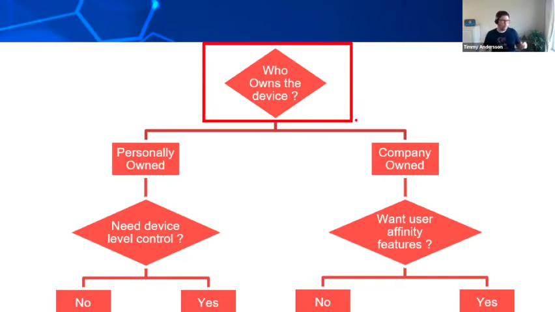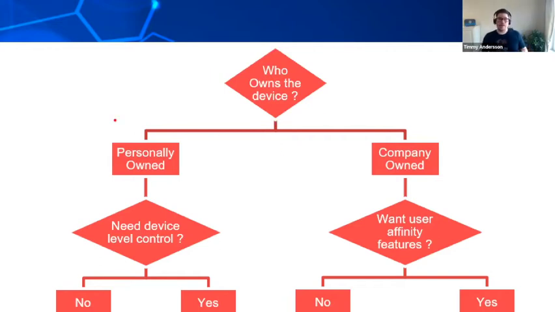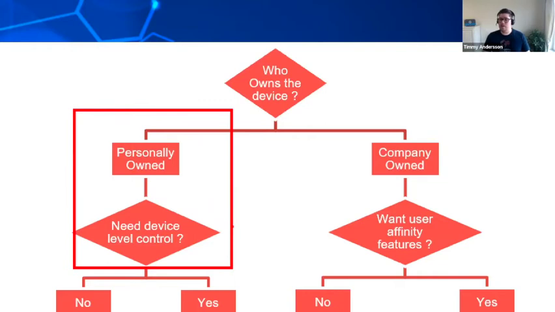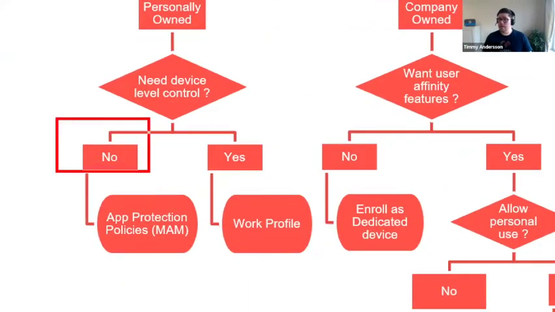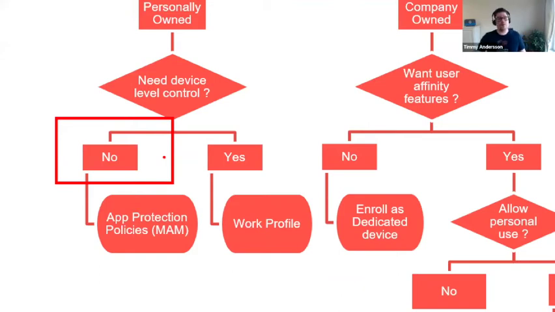So this is very important, because it means: is it owned by the user, or is it owned by the organization and the company that we work for? And if we say that no, this device we have right here is a personally owned device, then we go down to the next question, which is, do we need some device level control on this specific device? And if the answer is no, we don't need any device level control, then we can end up with app protection policies and doing a MAM scenario on that specific device.